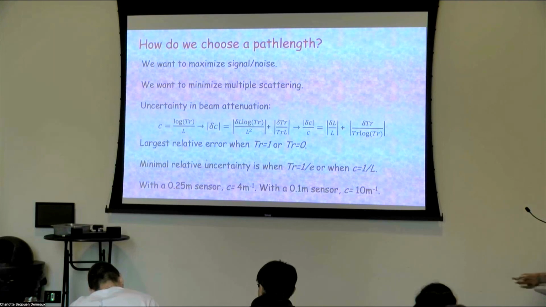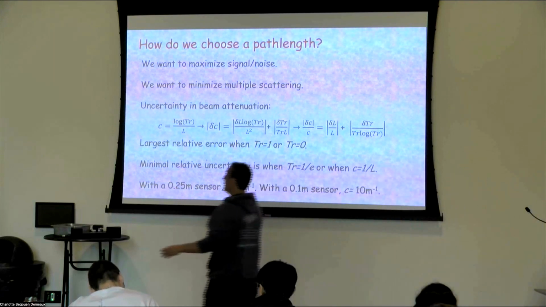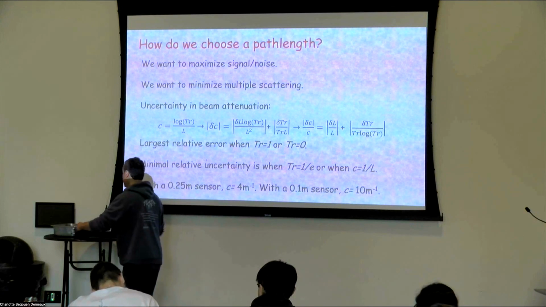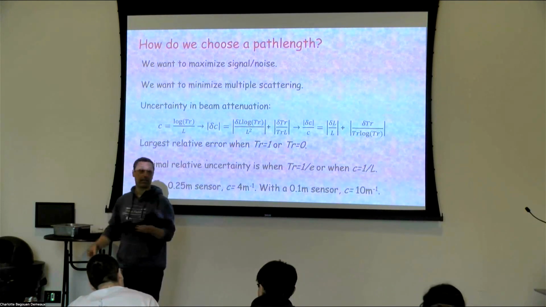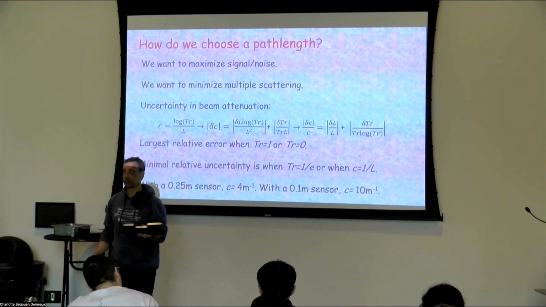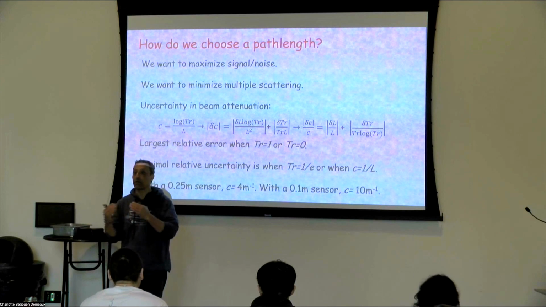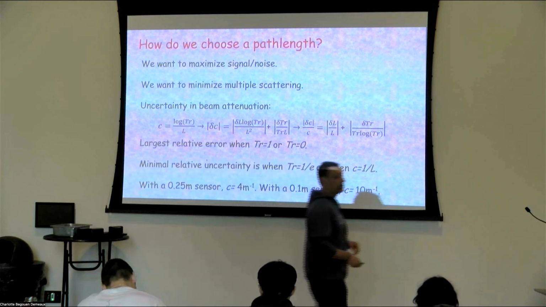So with a 0.25 meter sensor, that would be at about a c of 4. With a 10 centimeter sensor, that would be about a c of 10. So depending on the environment, this is how you tailor your sensor to your environment.